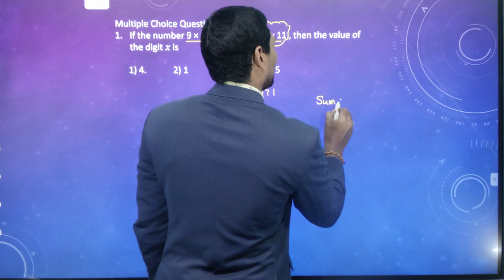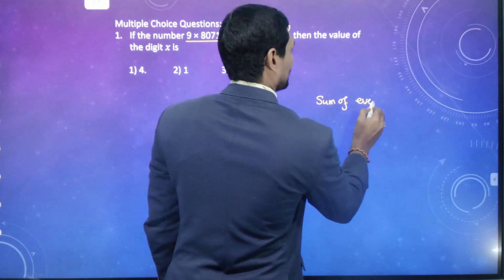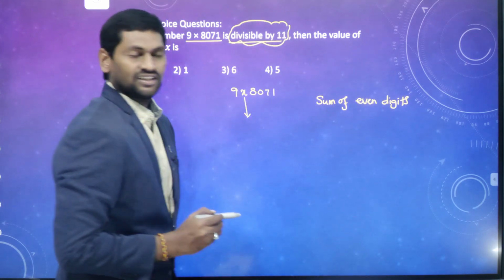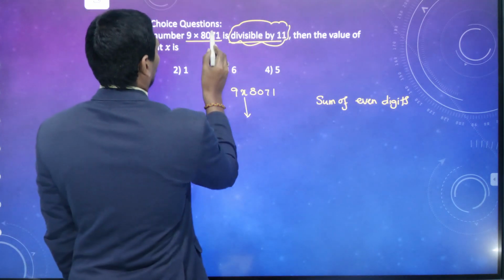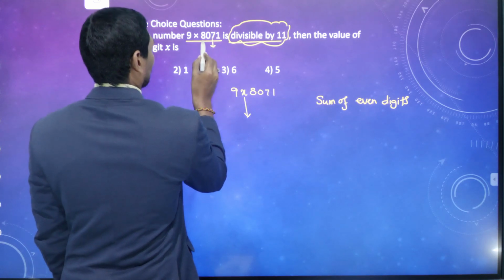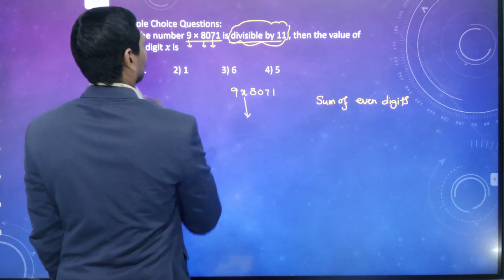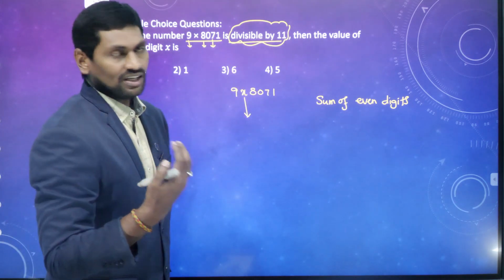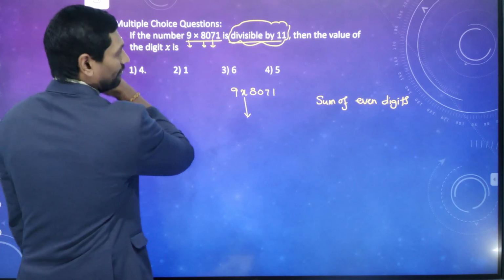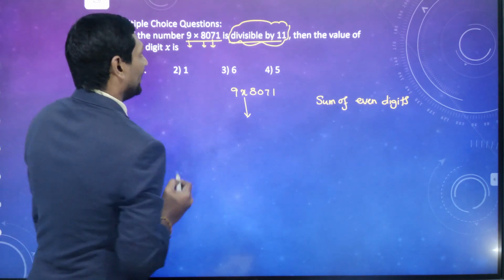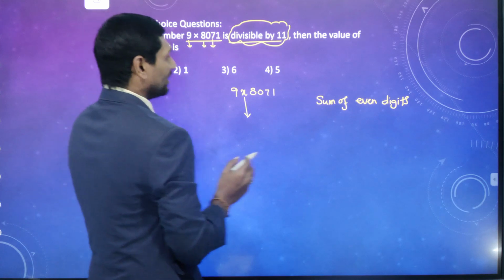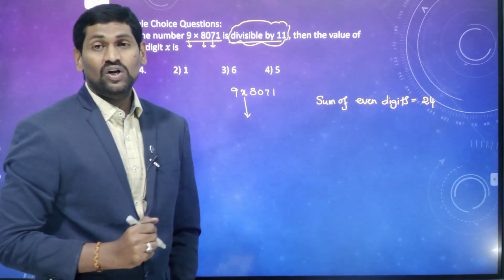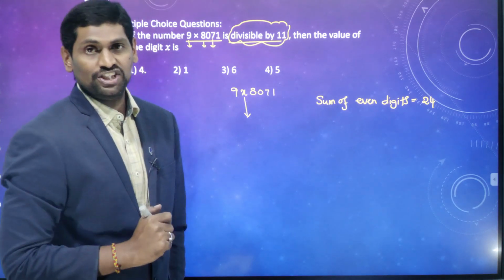Sum of even place digits. Now I am checking the even place digits. So the even place digits are 7, 8 and 9, counting places from right to left. 7 plus 8 is 15, and 15 plus 9 is 24. So we got the even place digit sum as 24.